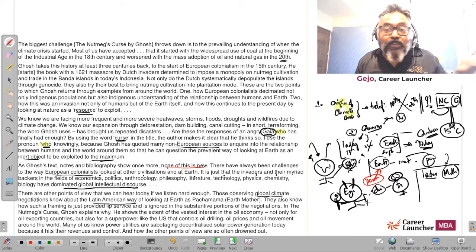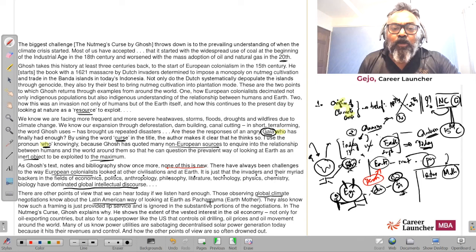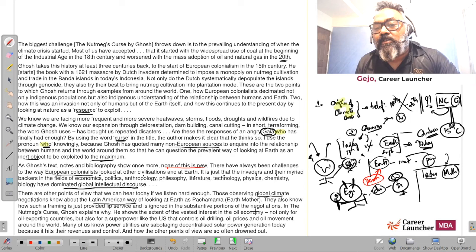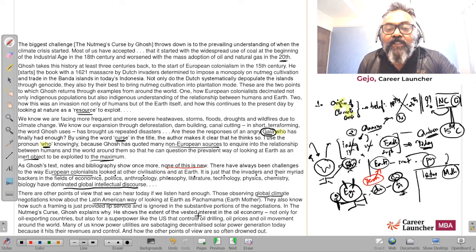Listen to Latin Americans. They also know how such a framing is just given lip service and ignored in substantial portions of the negotiation. In The Nutmeg's Curse, Ghosh explains why. He shows the extent of the vested interest in the oil economy, not only for oil exporting countries, but also for superpowers like the US that control oil drilling, oil prices, and oil movement around the world. Many of us know power utilities are sabotaging decentralized solar power generation today because it hits their revenues and control. And how the other points of view are often overlooked.